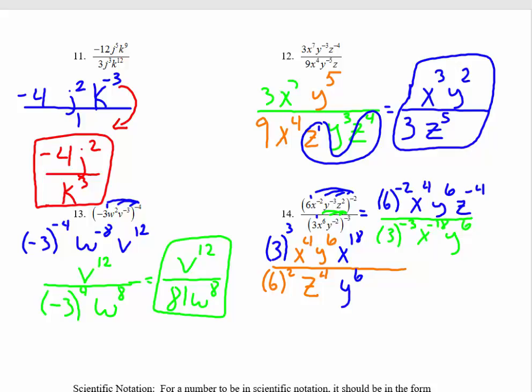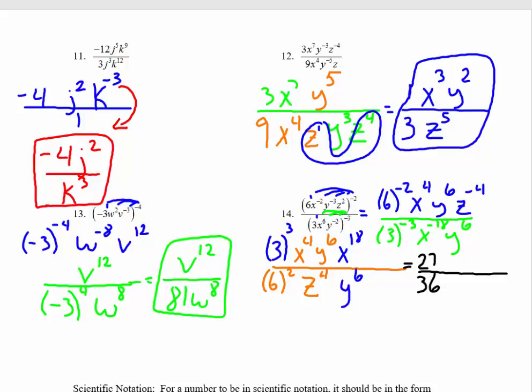Order doesn't matter here because it's all multiplication, so you could write it in any order you would like. So at this point, let's start trying to simplify. Well, 3 cubed is 27. It's 3 times 3 times 3. 6 squared is 36 because it's 6 times 6.